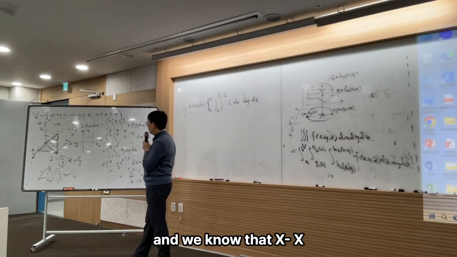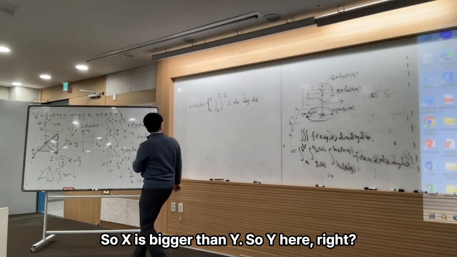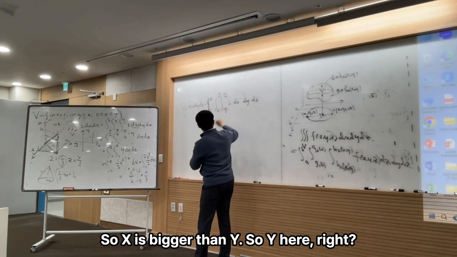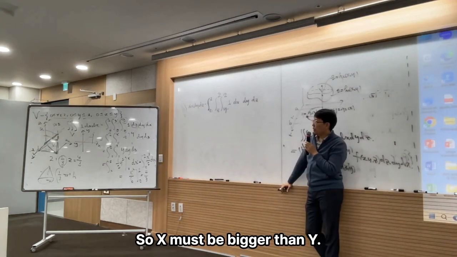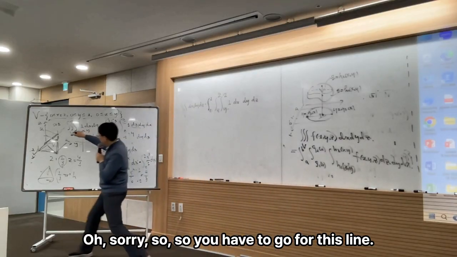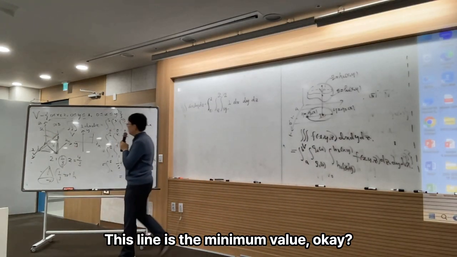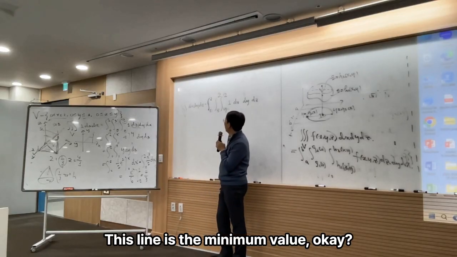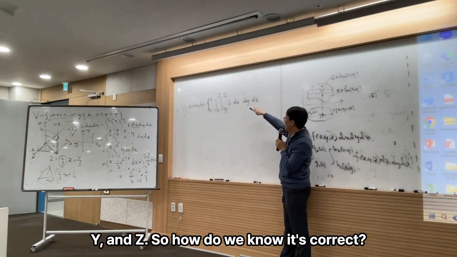And we know that x is bigger than y, right? So x is bigger than y, so x must be bigger than y. So you have to go for this line. So this line is the minimum value. Okay, so this is the correct range of x, y, and z.